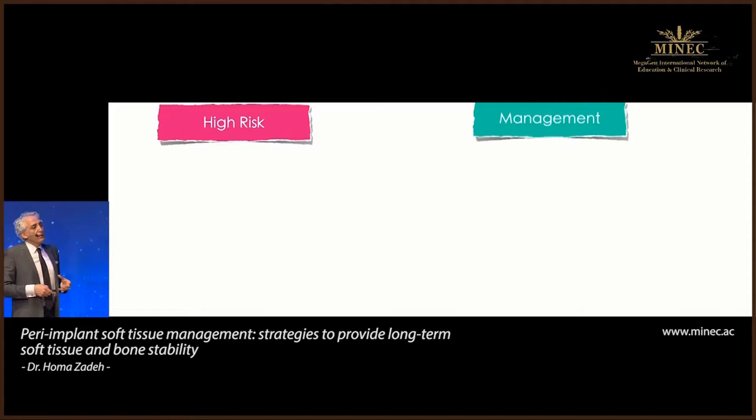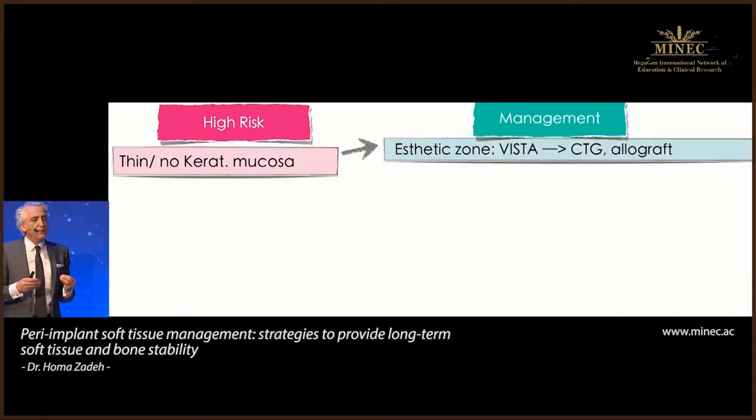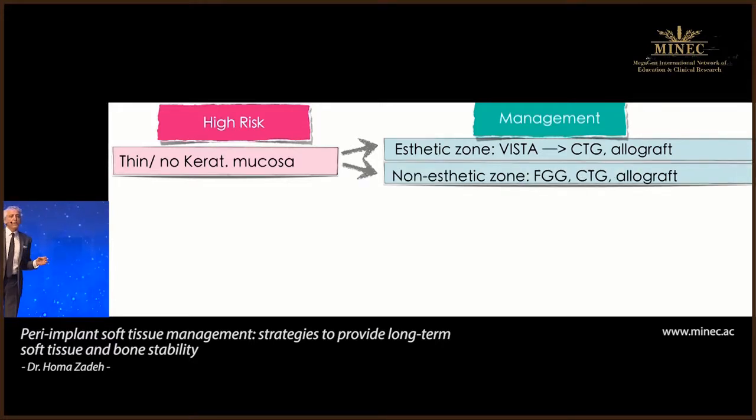So, in summary, we talked about some of the areas that are causing risk in our implant therapy. These include having very thin mucosa or having tissue that has no keratinized mucosa or is very thin. What do we do in these cases? I think if it's in the aesthetic zone, VISTA is a technique that may help you in introducing the soft tissue augmentation without lifting the papillae or making incisions around the margin of the tissues. And you can use allograft, you can use CTG.